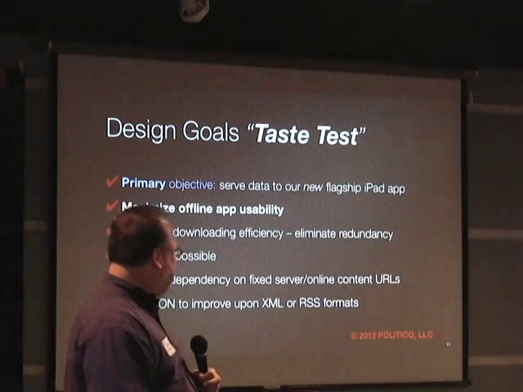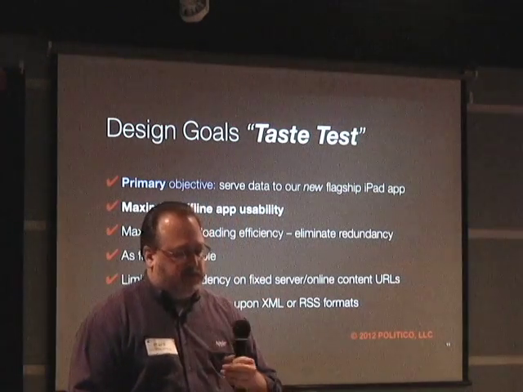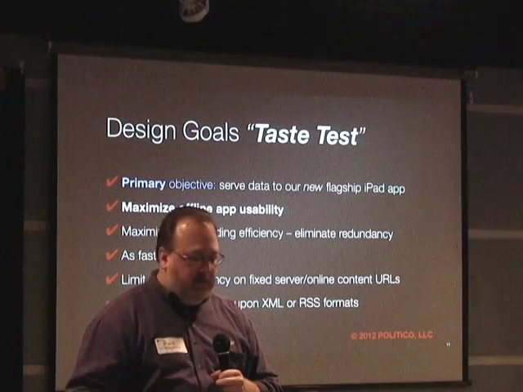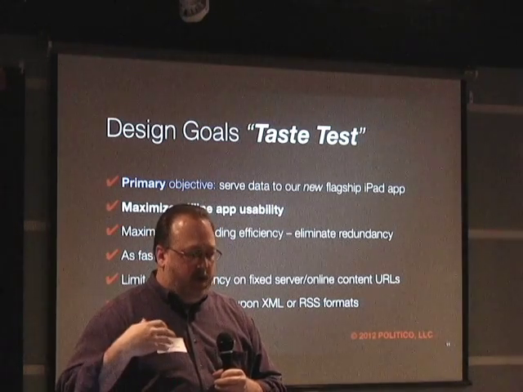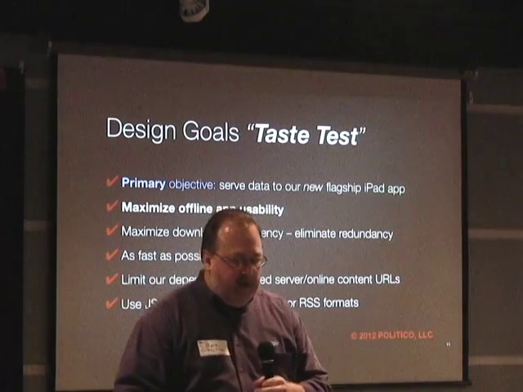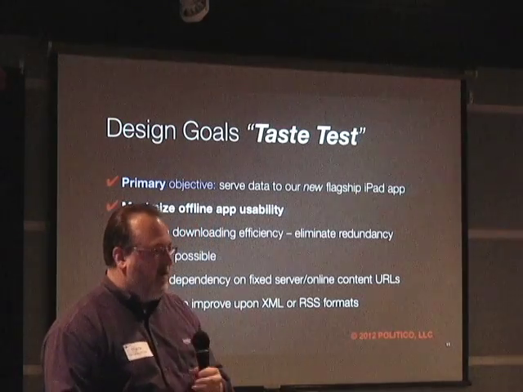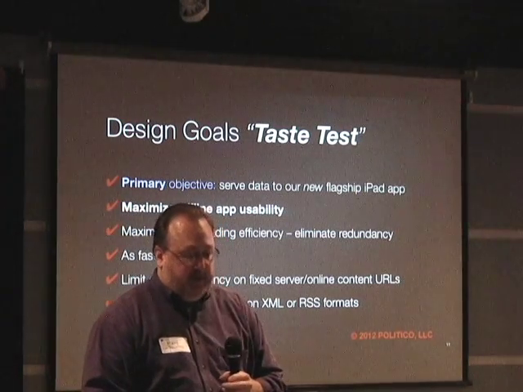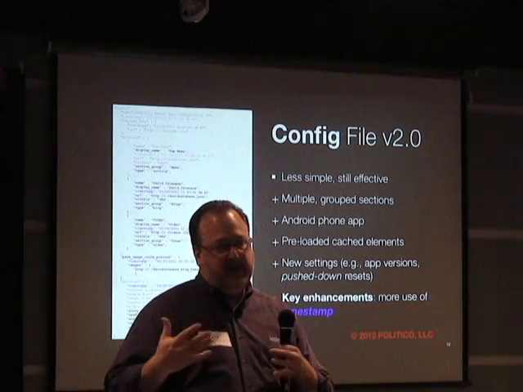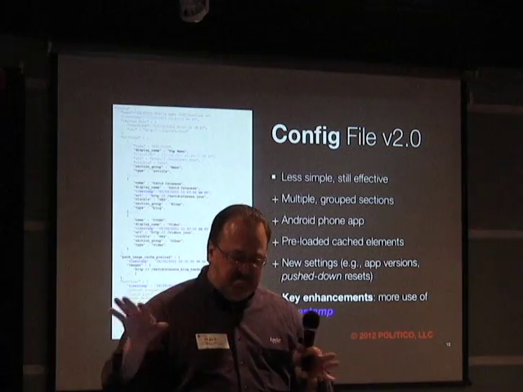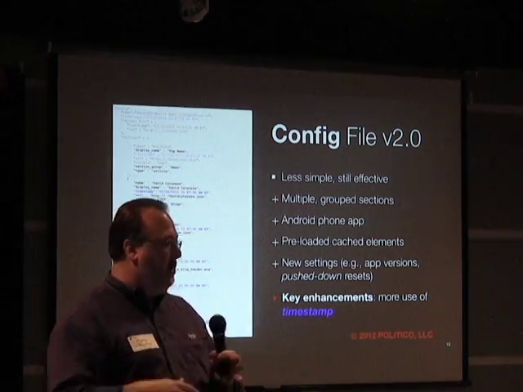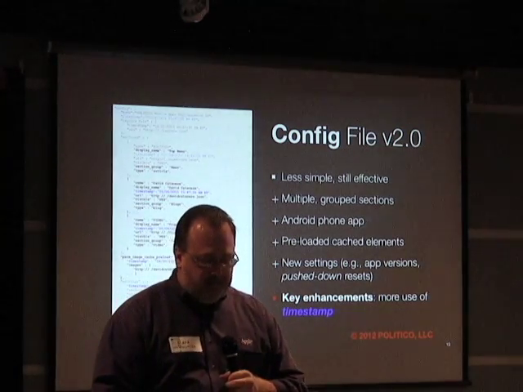We hit our primary objective, which of course was to service this new application. We maximized offline usability, efficiency of downloading, because we only downloaded what we needed to download by using these timestamps, and it kept it very, very fast. There wasn't much there, but it was fast, and it worked great offline, which was great. So the fact that your device went on and off the network was transparent to the users. They didn't really care. Got updated when it could, when it needed to, when they had a network.